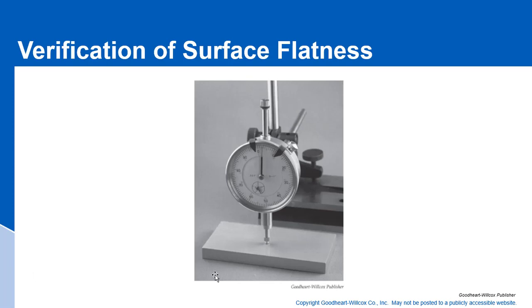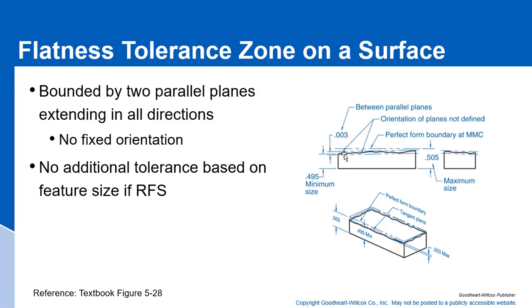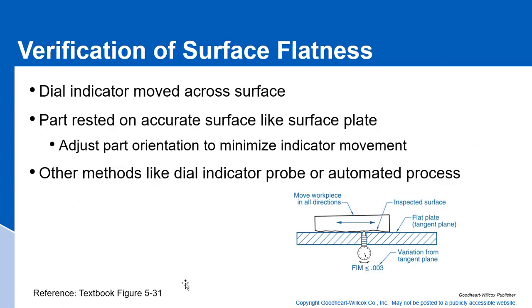Again, it's not dependent on the size, it's dependent on where our surface elements are. This is where our surface elements are, and that's what dictates our two parallel planes, not necessarily the maximum size. Here's another way to do that. You would have an indicator sticking through a flat plate, and then you would move the workpiece over top of this indicator in all directions. That's how you would check it.